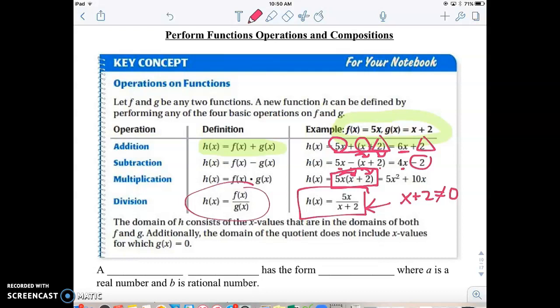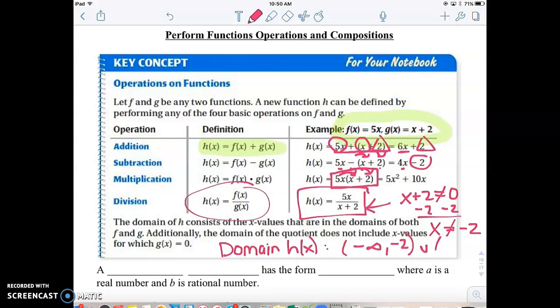So the domain for h of x in that final example would be everything less than negative 2. So negative infinity to negative 2 with a parenthesis to show we can't equal it. Remember, this U is called the union. It just means to connect the two sets. Negative 2 to infinity.